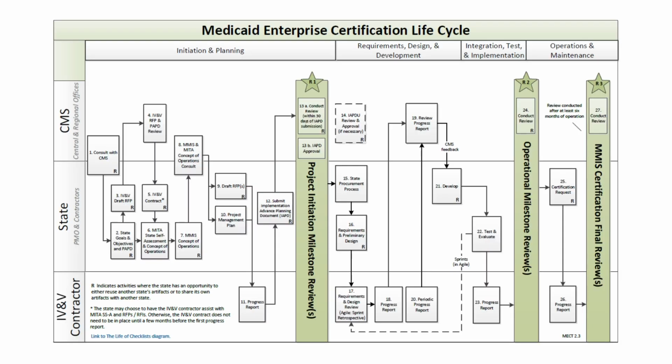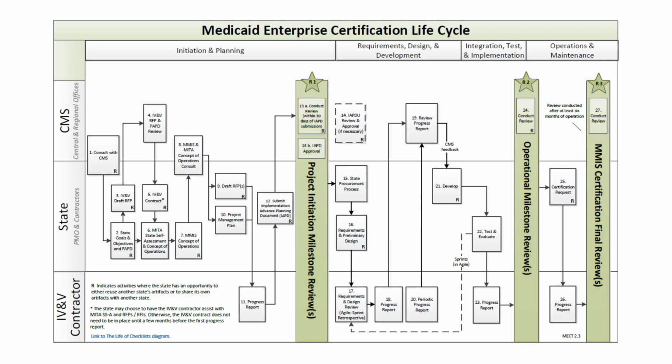Let's now look at the certification lifecycle diagram since it gives a big picture view of the process. This is Appendix A of the toolkit. Across the top are the 4 lifecycle phases, and along the left are 3 major roles: CMS, the state and its developers, and the IV&V contractor. The 3 types of milestone reviews are shown as large vertical rectangles.